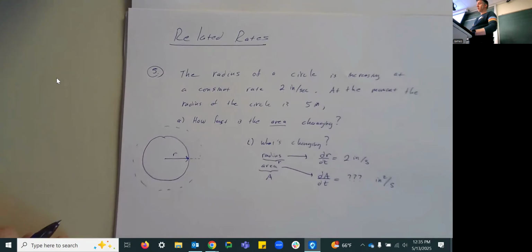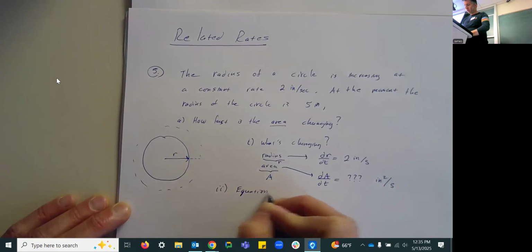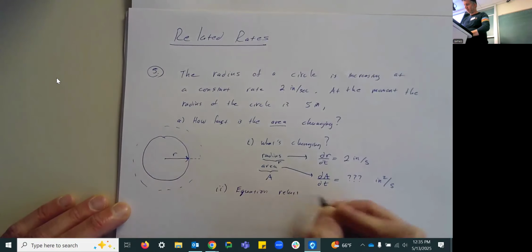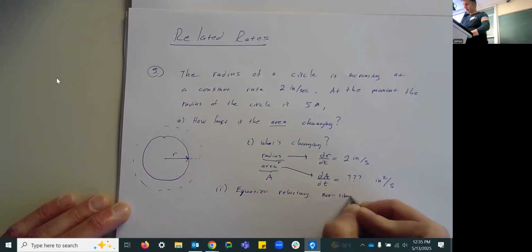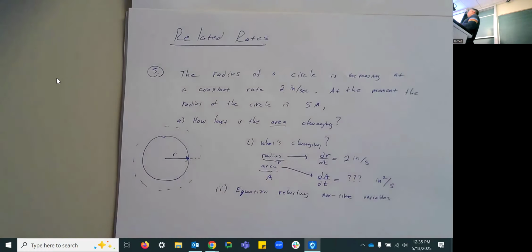So after we identify what's changing, we then want an equation relating the two or however many variables that are changing. So the next thing we really want is an equation relating the non-time variables. Now, I should say, most of the time when you're talking about related rates, you're asking how something is changing as time goes on.